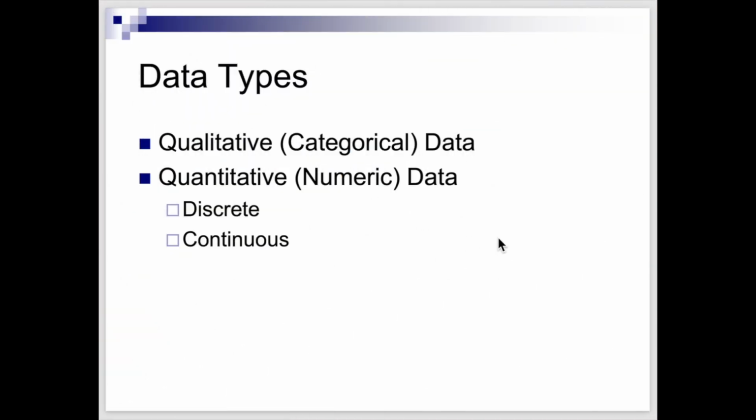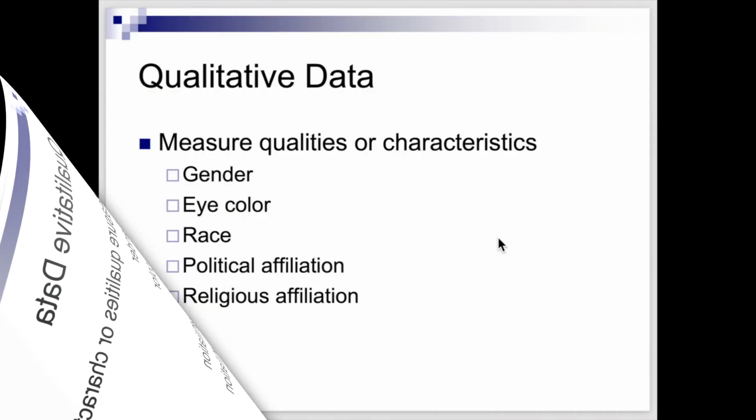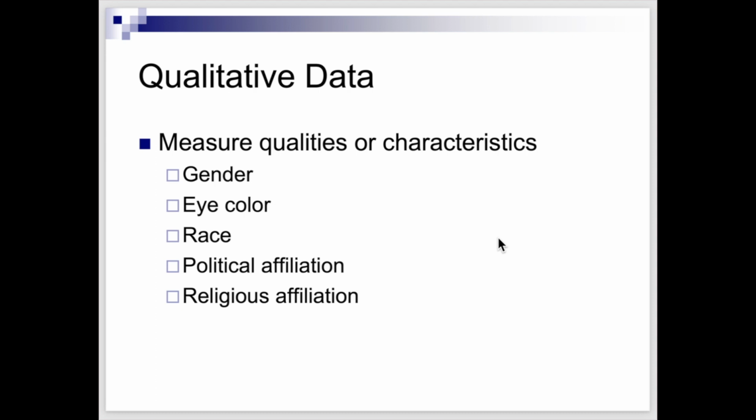And so what this leads us to is looking at ways that we can characterize data. One way to characterize data is by its type, and there are two broad categories of data types. The first would be qualitative data or categorical data, and the other type would be quantitative data or numeric data. And within the category of numeric data or quantitative data, we can further classify it as being either discrete or continuous. And so let's look at qualitative data first.